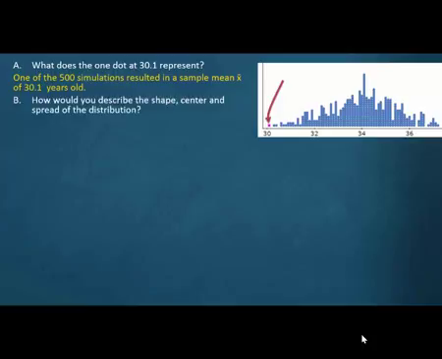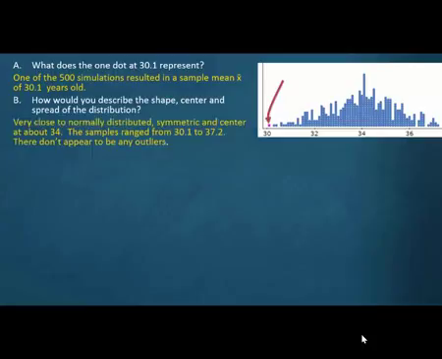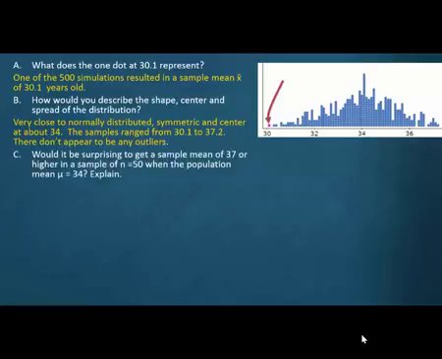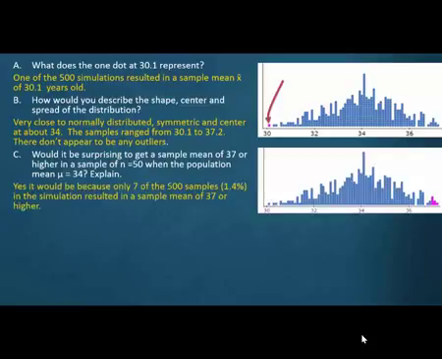So how would you describe the shape, center, and spread of this distribution? It's very close to normally distributed, symmetric, center at about 34. The samples range from about 30.1 to about 37.2, and there don't appear to be any outliers. Part C. Would it be surprising to get a sample mean of 37 or higher in a sample of n equals 50 when the population mean is 34? And explain. So I've shaded that part for you.